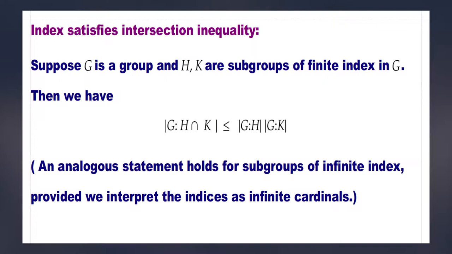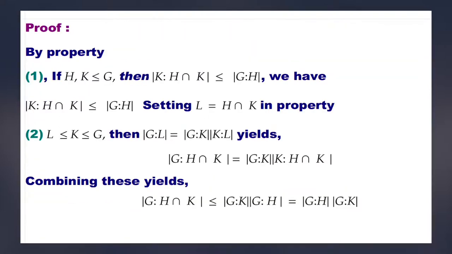Let us prove it here. By property 1, if H, K are subgroups of G, then the index of H intersection K in K is less than or equal to the index of H in G. We have the index of H intersection K in K is less than or equal to the index of H in G. Setting L equal to H intersection K in the property.